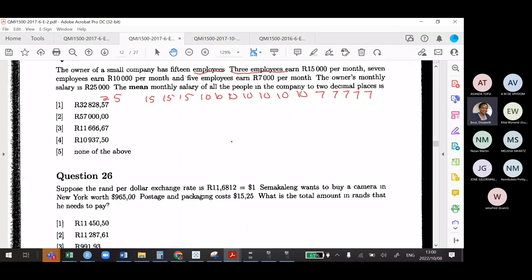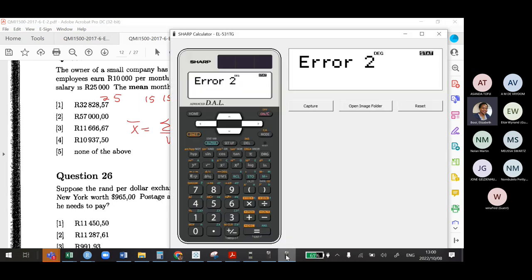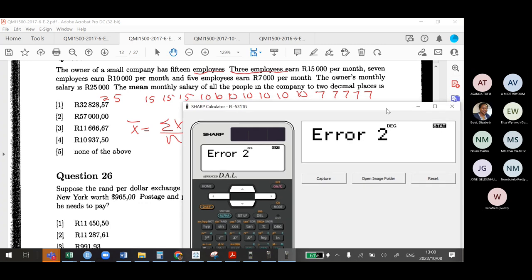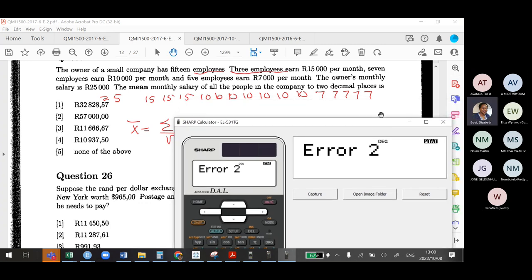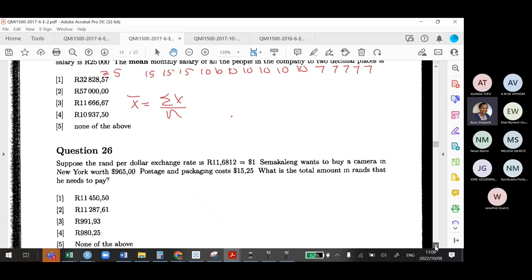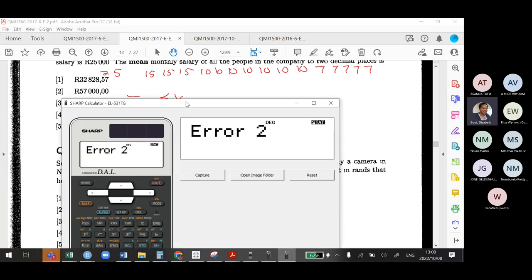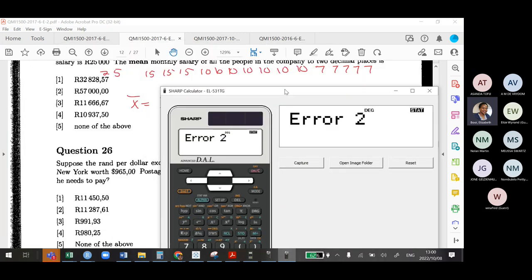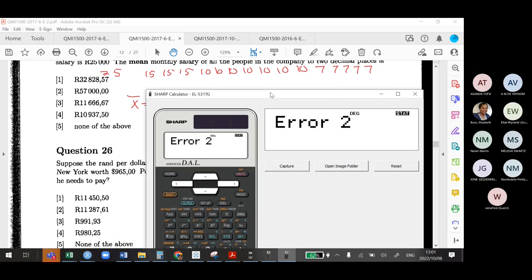So those who want to calculate manually, you can use X bar equals the mean, the sum of your observations, meaning adding all of them, divided by how many there are. Those who are using calculators, then we can use the calculator. I will need the values because there are so many of them. So let me just take it up a little bit and put the calculator right here. I'll have to move the calculator around, but there are 3 15,000, 7 10,000 and 5 7,000.